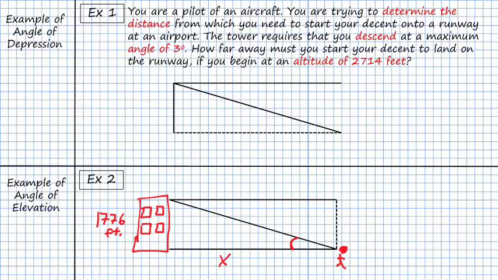And we've already got our lines here. So we've got our plane. And you're the pilot, and your line of sight lies along this line. And what it's saying is that to land on the runway, the tower is requiring you to descend at a maximum of 3 degrees. So what they're saying is that your angle here that you can descend must be 3 degrees. All right, and you know that your altitude is going to be 2714.